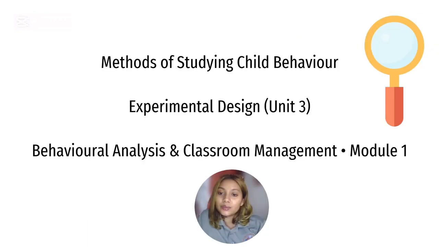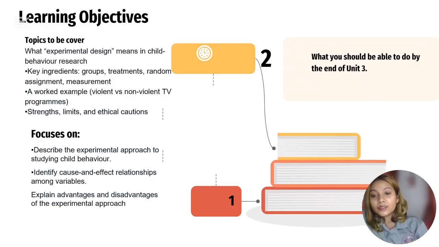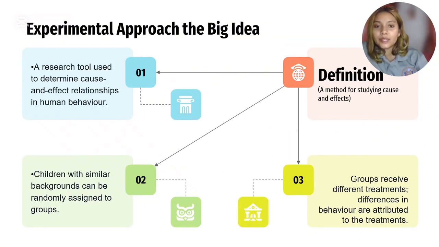Alright, so in Unit 3 we will be looking at experimental design, and when we look at experimental design it talks about behavioral analysis and classroom management. This slide here shows us what we learn in this unit. We'll explain experimental design and the basic parts of an experiment. We'll also look at an example and discuss its strengths and limits. And by the end, you should have an understanding of how experiments show cause and effect. Alright, so let's get right into it.